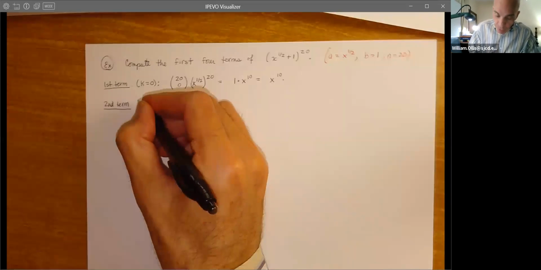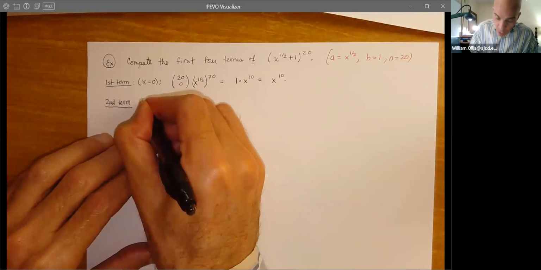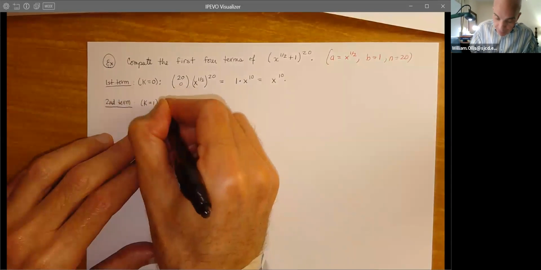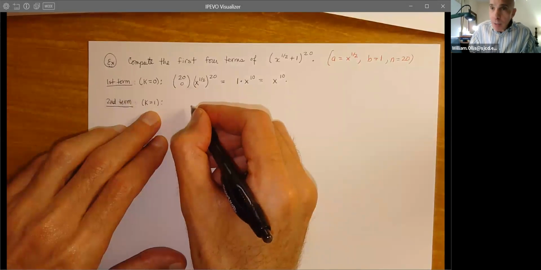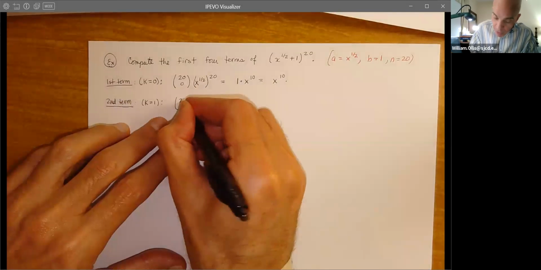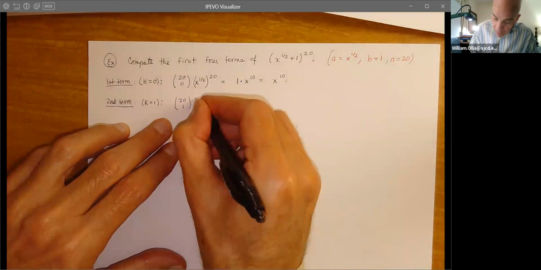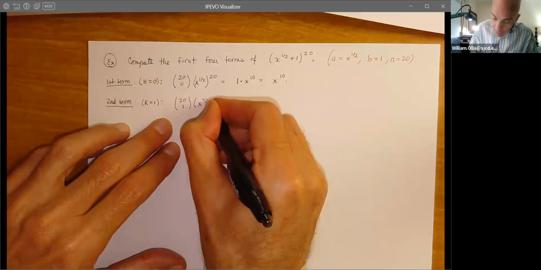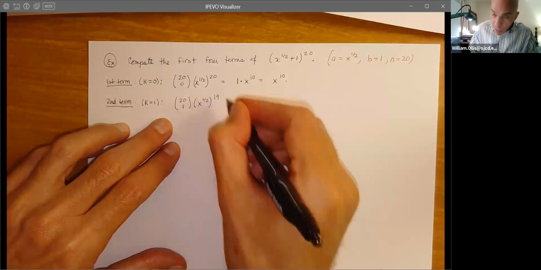This is a big improvement. Of course, WebAssign is a useful tool for learning this. So now for k equal 1, remember we always start with 0. The second term will be 20 choose 1, x to the 1/2 raised to the 19th. That is, we decrease by 1.